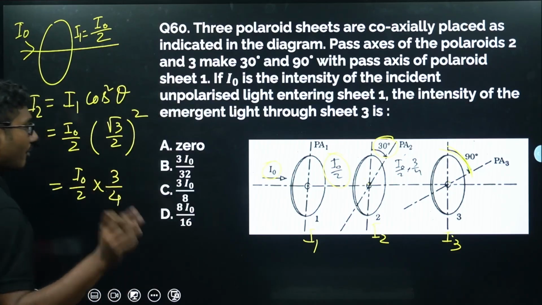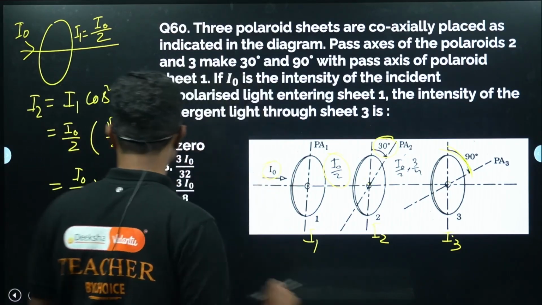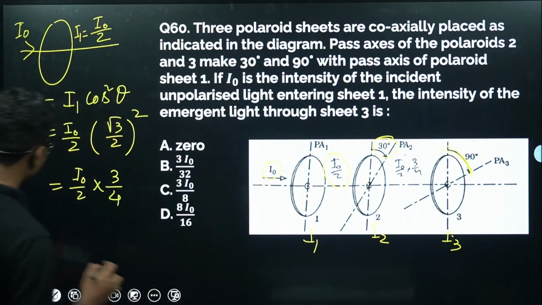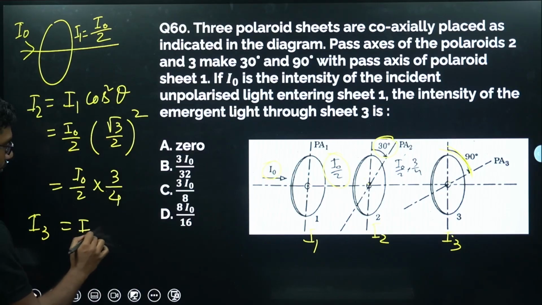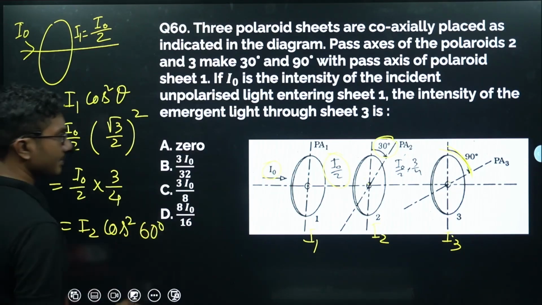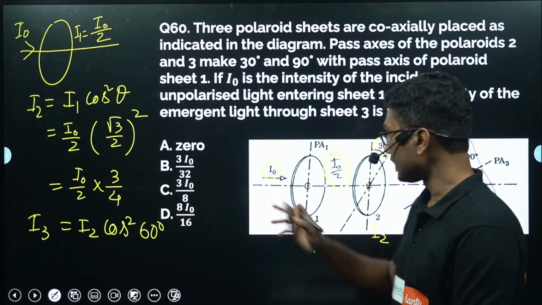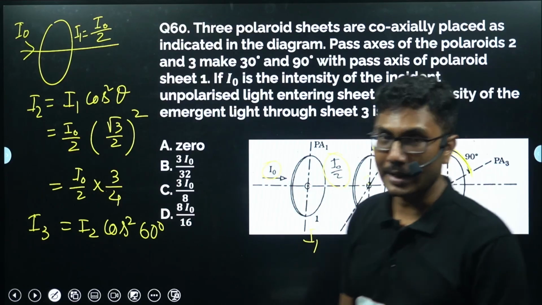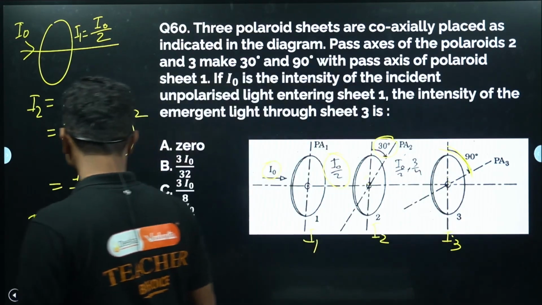Do not fall for the trap that the angle is 90 degree, so the intensity will be 0. No, the intensity won't be 0. So I3 will be I2 cos square 60 degrees. Why 60 degrees? Because the angle between two consecutive Polaroids is important. The angle between the first and last does not matter. Only the angle between two consecutive Polaroids is important. Here it is 60 degrees.